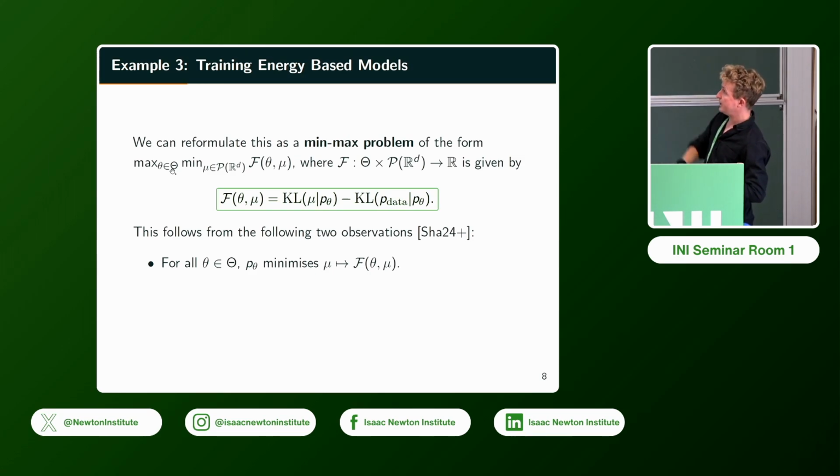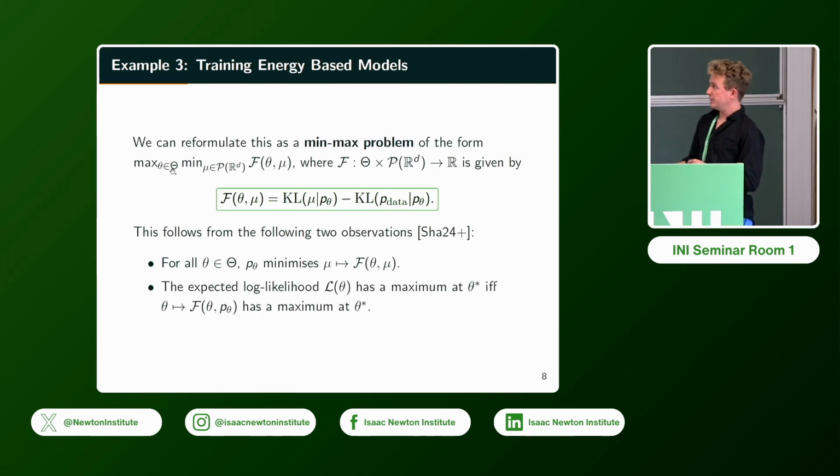The second term in particular is independent of mu, so clearly this thing is minimized by the minimizer of the KL divergence between mu and p theta, which is precisely p theta. And then plugging that back in, you can see the expected log likelihood has a maximum at theta star if the function from theta to f of p theta has a maximum at theta star. In other words, solving this min-max problem is equivalent to solving the original problem we had.